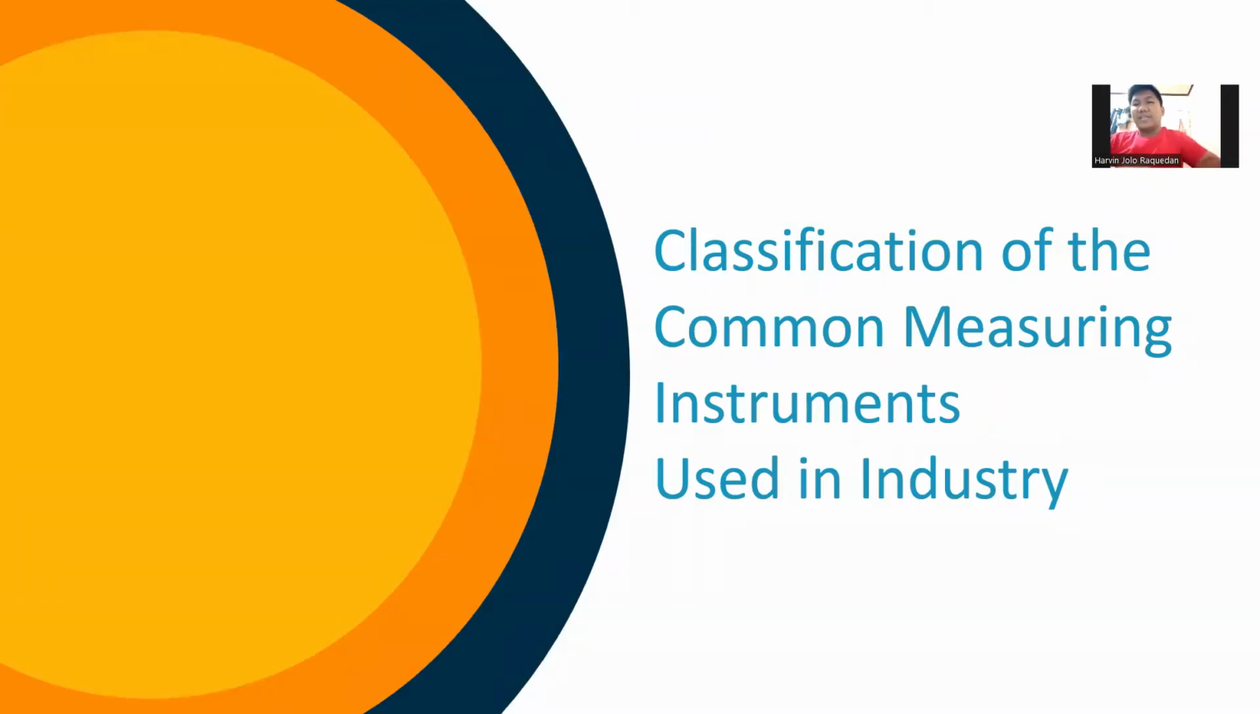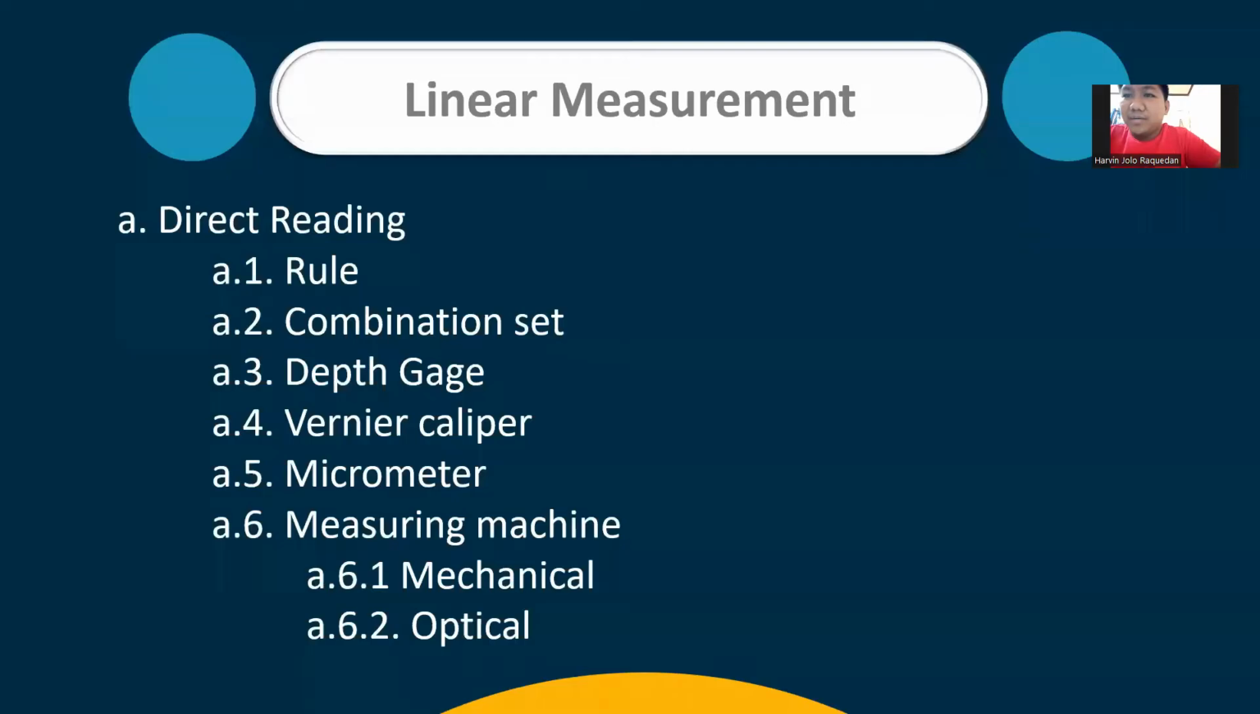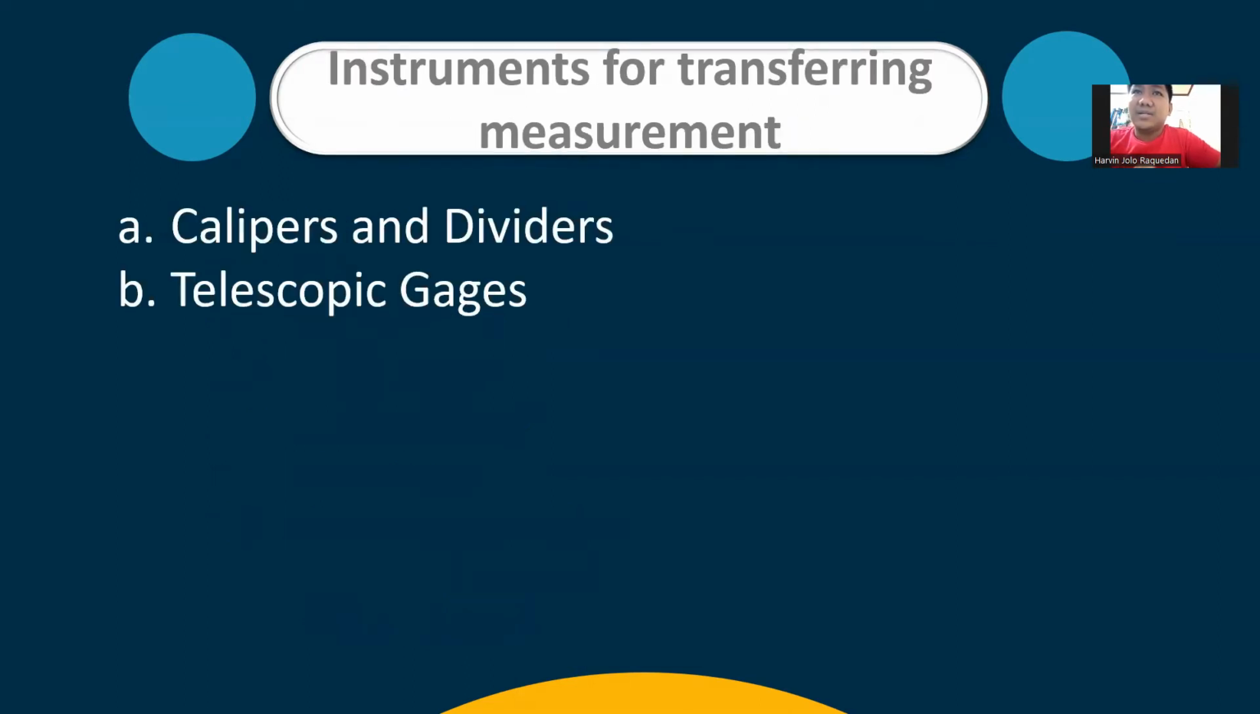Next, we have the classification of the common measuring instruments used in the industry. Here, we have the linear measurements. Under this, we have the direct reading. First is the rule, combination set, depth gauge, vernier caliper, micrometer, measuring machine. It can be mechanical or optical. This will be discussed later, and the definitions and uses will be given.